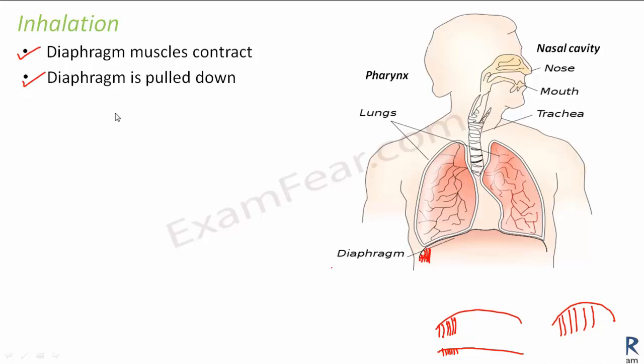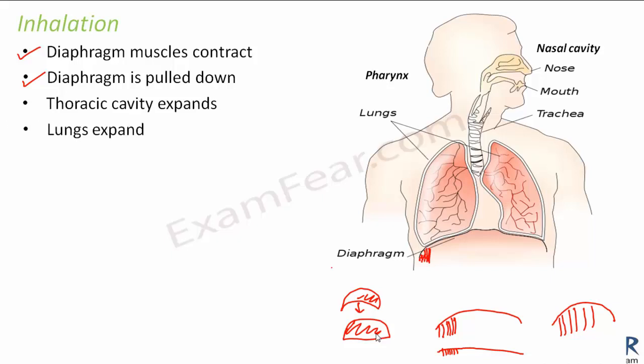Now if the diaphragm is pulled down, what will happen? The thoracic cavity will increase, because if you have a structure like this, let us suppose. Now if this particular thing is pulled down, what will happen? It will become like this. So the space inside has increased. So similarly here also the thoracic cavity will increase and as a result the lungs will expand. So the thoracic cavity expands and the lungs expand.